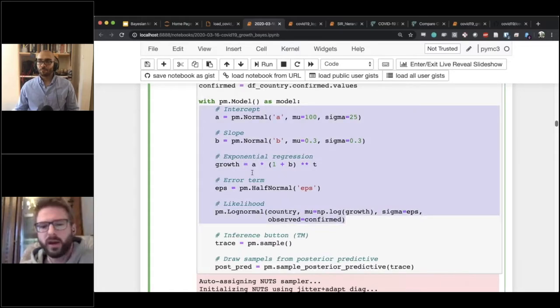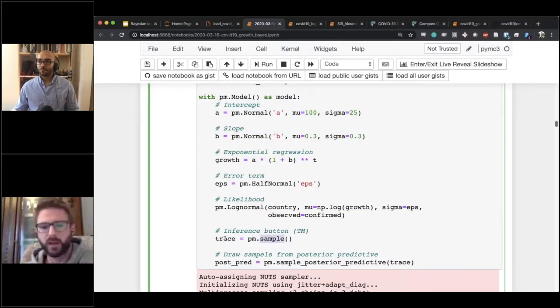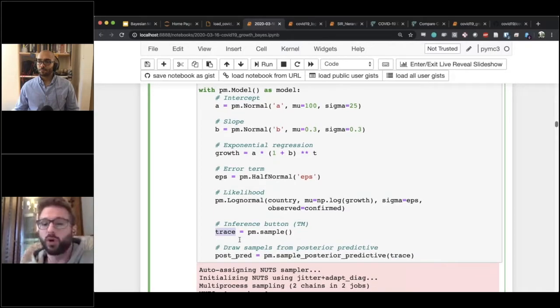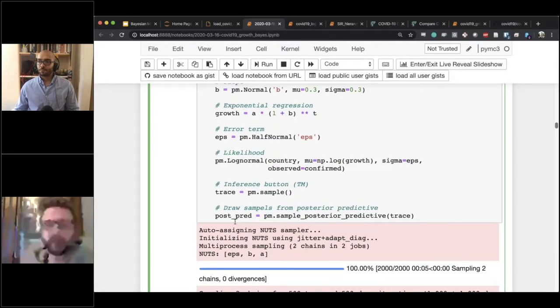And then when I execute just this part, nothing really happens because I just specified the model. Next, I want to actually run inference. So I just call the sample function, and then I get back what is called a trace. That is the sample from my posterior distribution, or what I believe about the parameter values after having seen the data. And then I can also sample from what is called the posterior predictive, which is what the model thinks the data looks like. This will become clear when we actually look at it.